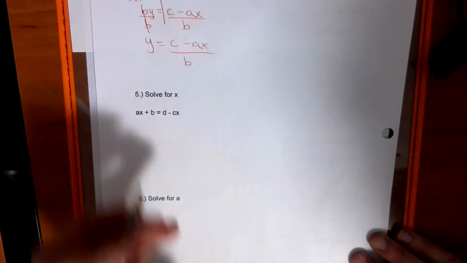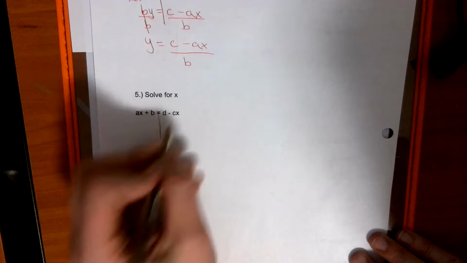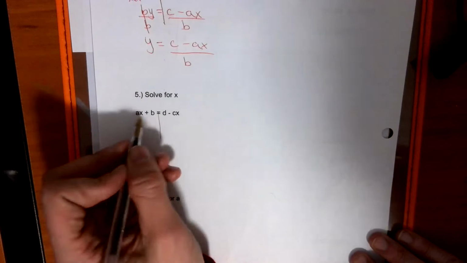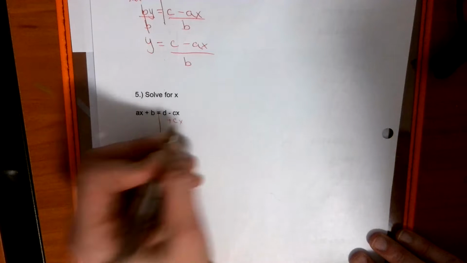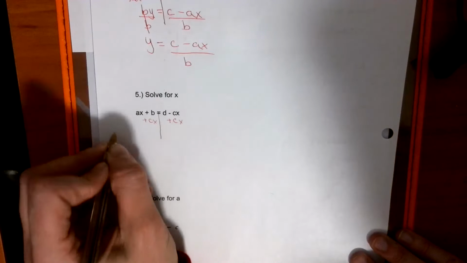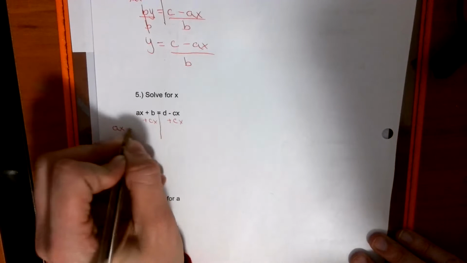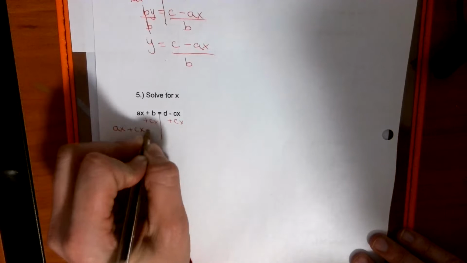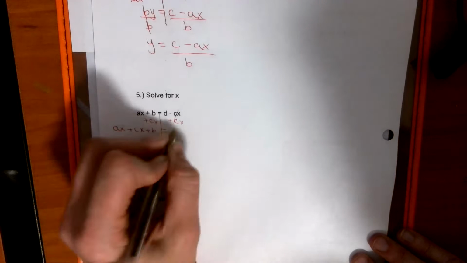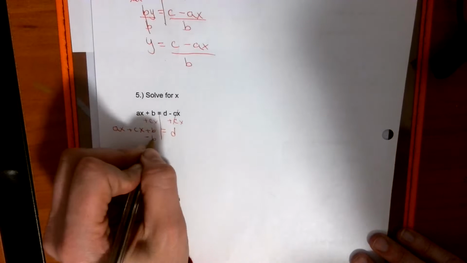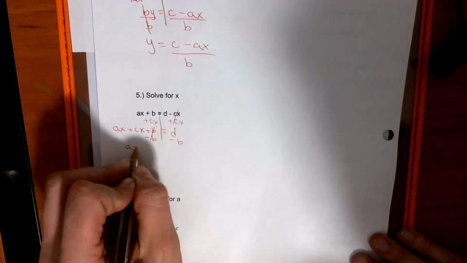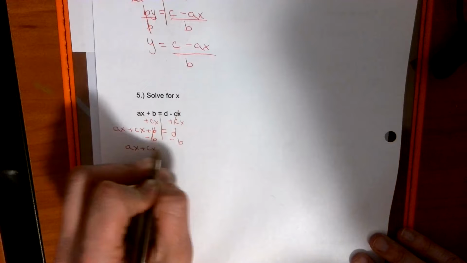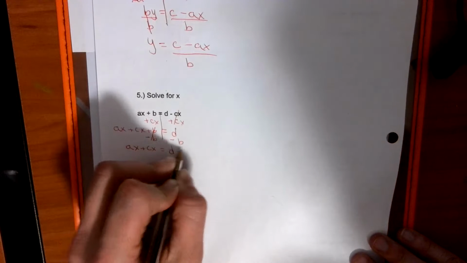All right, so our next one, draw a line. We're going to get the x by itself. Well, there's x here and x here, so I'm going to bring this x over to this side. So I'm going to have ax plus cx plus b equals d. I'm going to move the b over to this side because I want the x's by themselves. So ax plus cx equals d minus b.